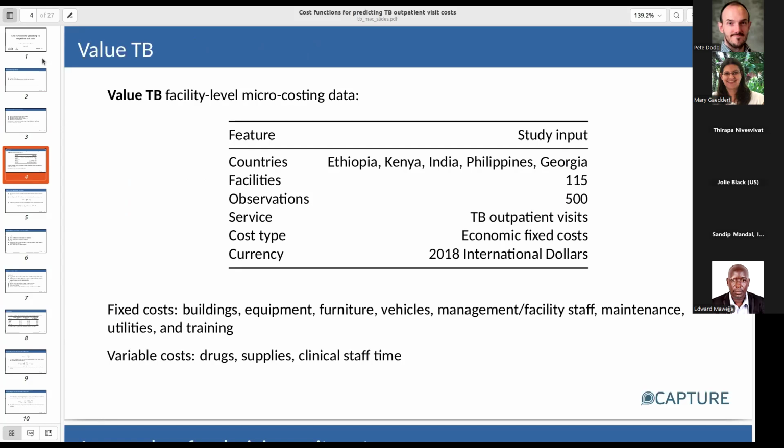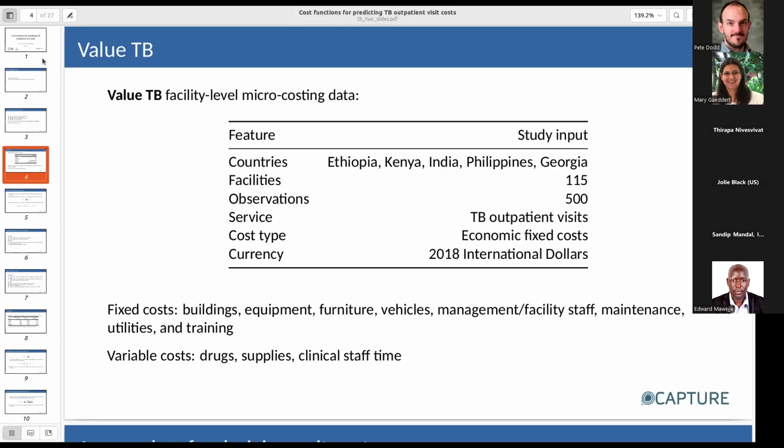Just to go over what this contains, this is a micro-costed database from 5 different countries using the comprehensive WHO costing methodologies. It's across 5 countries: Ethiopia, Kenya, India, Philippines, and Georgia. There are 115 facilities in the data set with 500 observations. And today, as a case study, I'm looking at TB outpatient visits. There are other TB intervention types, service types in the database, but outpatient visits are the most numerous. So that's the data I've been focusing on.